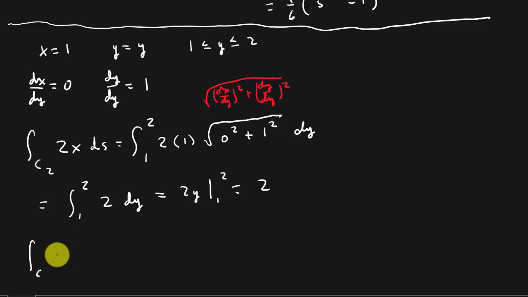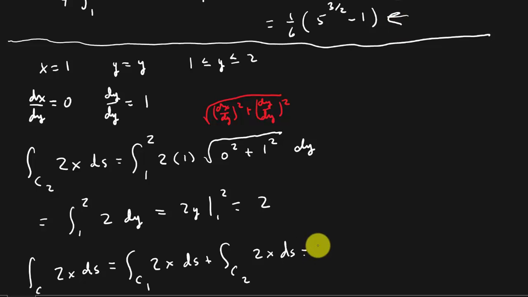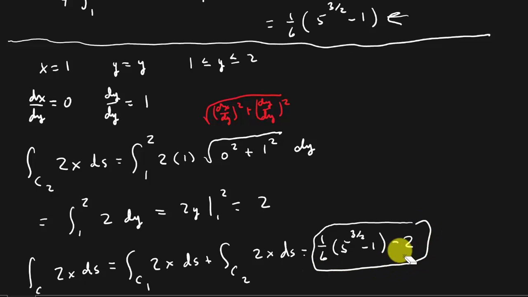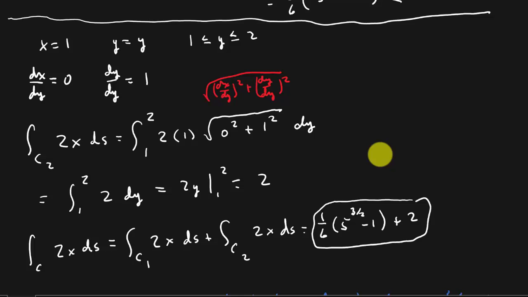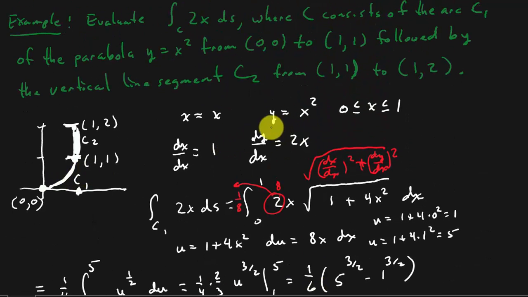So we have the integral over the curve C of 2x ds is equal to the integral over the curve C1 of 2x ds, plus the integral over the curve C2 of 2x ds, which is equal to, well, that was over the curve C1, 1/6 times (5 to the 3/2 minus 1), plus what we got for integrating over curve C2, which is 2. I'm sorry, not minus, plus. And there's your answer. So this one, we didn't need to put it in parametric equations. We had our functions. See, it was a function in terms of x.